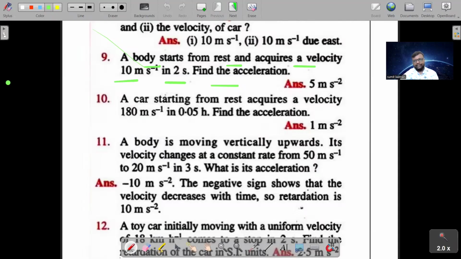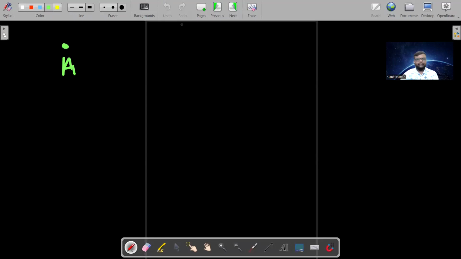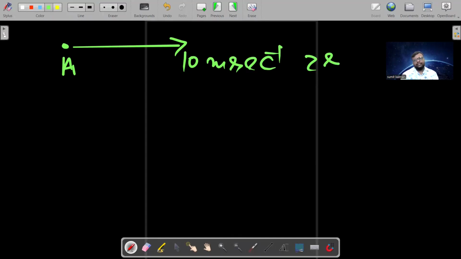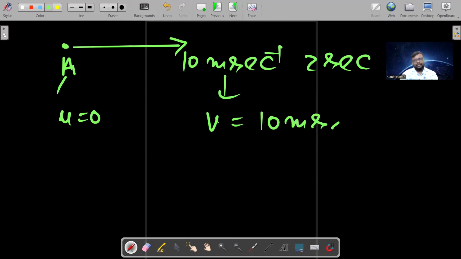They are saying that the body is acquiring a velocity of 10 meter per second in 2 seconds. So here, students, your initial velocity is 0 because the body is starting from rest, and the body is acquiring a velocity of 10 meter per second in 2 seconds. So your final velocity will be 10 meter per second.